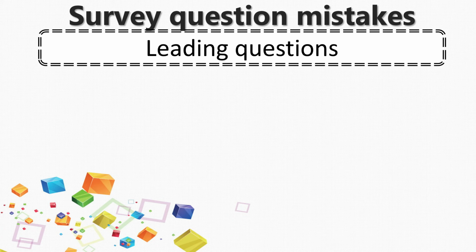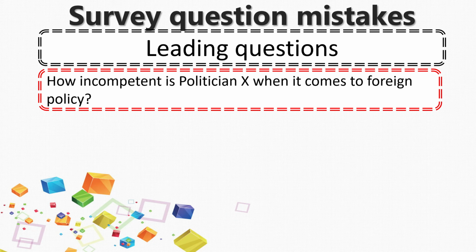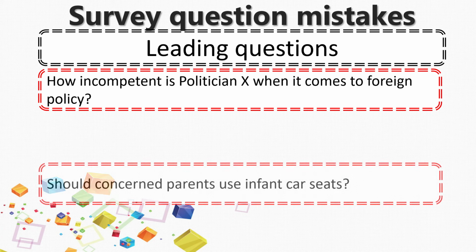Another common survey question mistake is that of leading questions. Take a look at this one. How incompetent is politician X when it comes to foreign policy? You are already planting in the minds of whoever will answer that politician X is incompetent. So this is already tainted with your own bias. So this is an example of a leading question. Or should concerned parents use infant car seats? If I answer no, then that means I am not a concerned parent, right? So it's kind of like you're already putting judgment in these questions. So these are examples of leading questions.